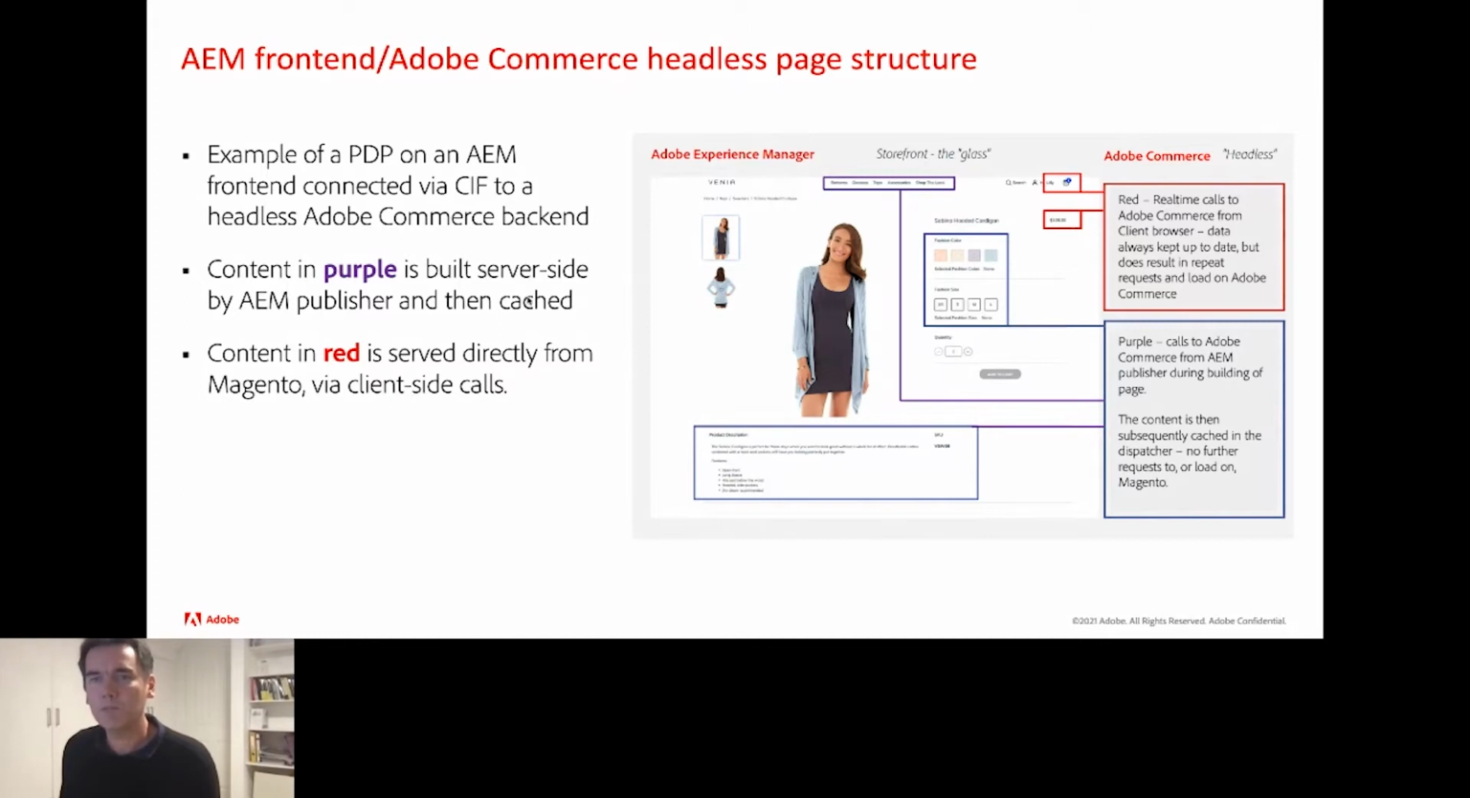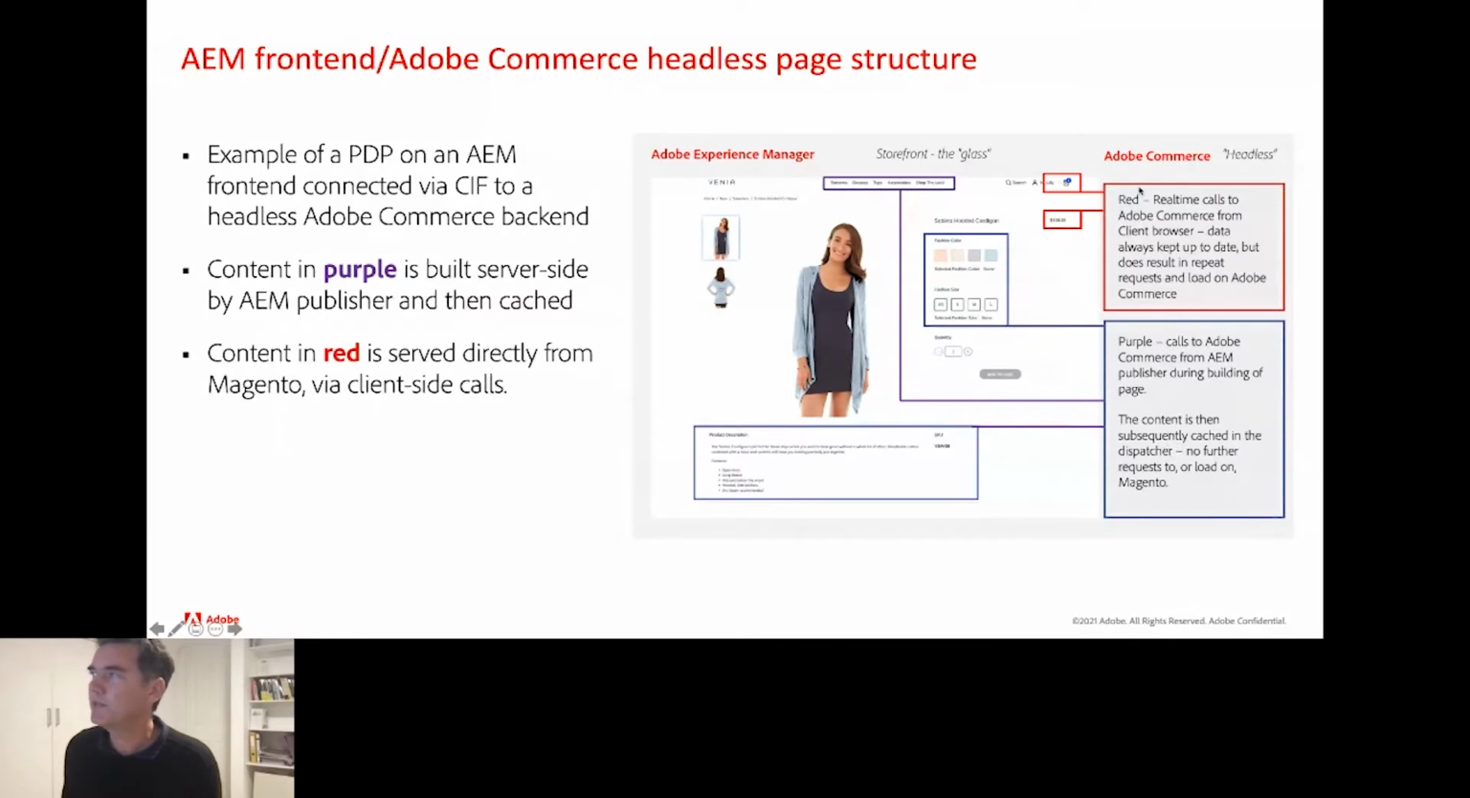Where more dynamic attributes such as stock levels, availability, or price are displayed, client-side components can be used. So we can see an example of this on this PDP page. The areas in purple are calls to Adobe Commerce from the publisher during the building of the page itself. Examples of this are the product description, the product attributes, and the navigation. Once this is built once on the publisher, it's then subsequently cached in the dispatcher, so no further request to or load is placed on Adobe Commerce.